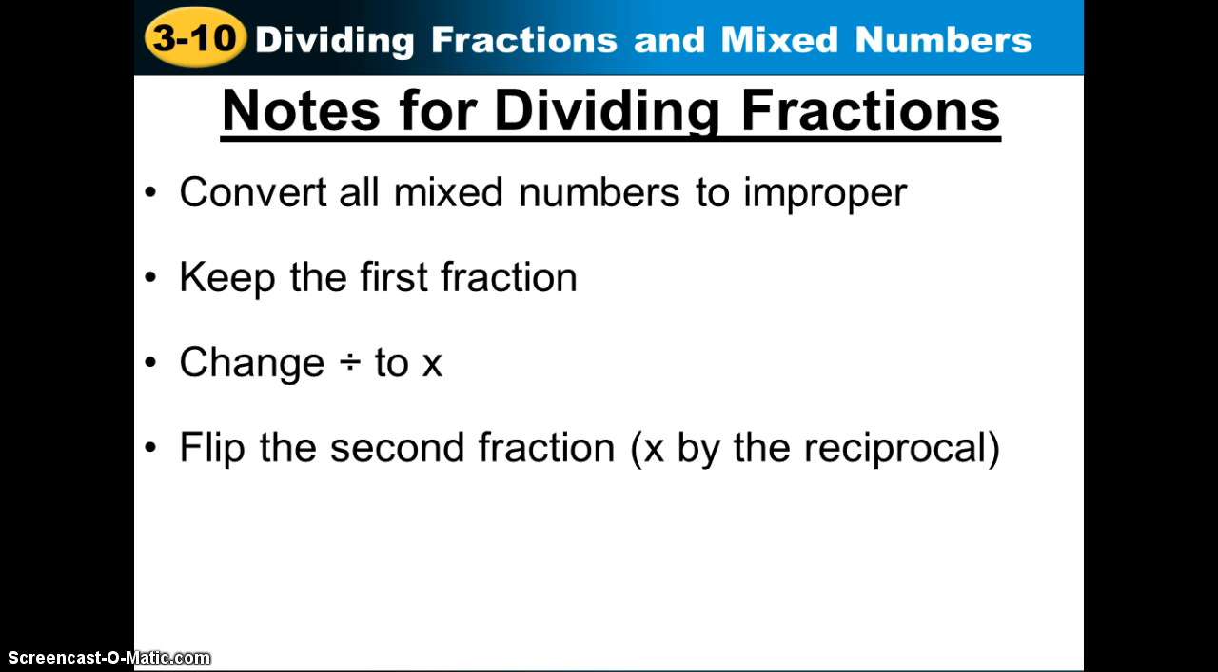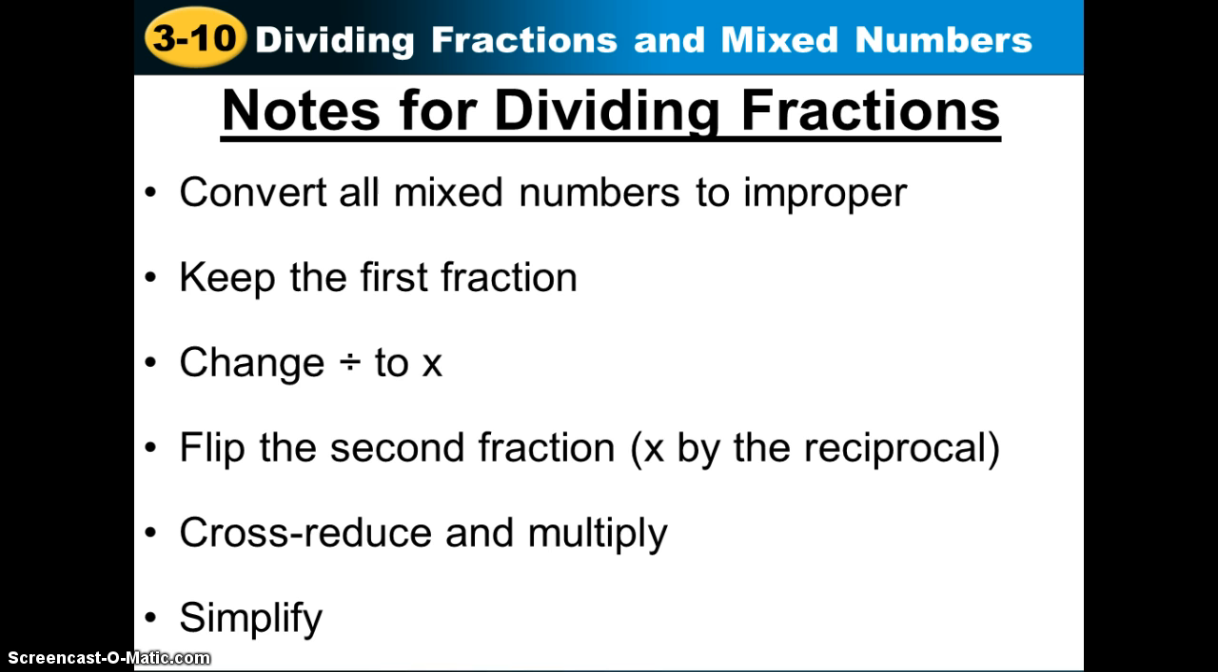We call those two steps multiplying by the reciprocal. Next, go ahead and multiply, cross-reduce if you can. And then the last step is going to be to simplify or create a mixed number if necessary.